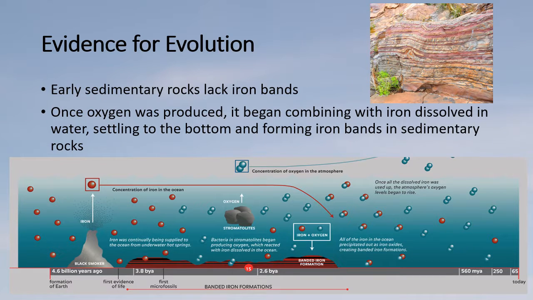Last one we have are what we call banded iron formations. So our early sedimentary rocks lack iron bands; they don't have minerals that have been changed into iron. Once we have oxygen produced from our cyanobacteria, it begins combining with iron dissolved in water, settling to the bottom, and forms our iron bands in sedimentary rocks. And it's banded iron because you can see these reddish bands through here. It's literally a rusted metal, and you can't do that until you have oxygen present.